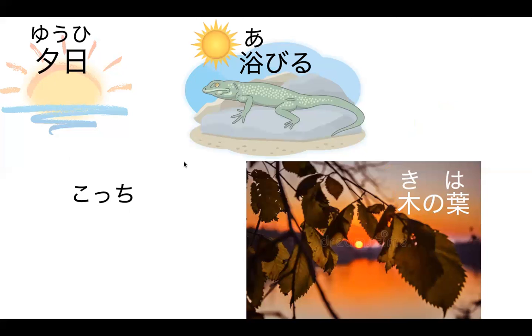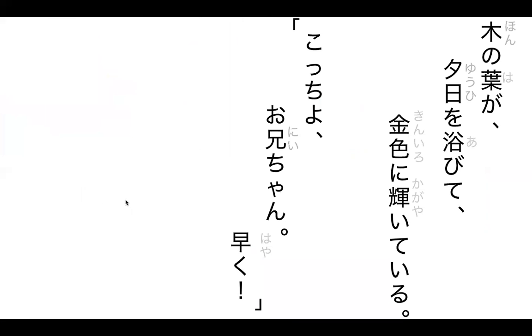And I have this picture right here of a branch with leaves on it. And if you look at this picture, we have a setting sun, and its light is kind of absorbed in the leaves. You can see through them and they're kind of shiny. So that's just an image I wanted to show you as you read this line. I don't know how that got there. Oh, okay. So kinoha ga.